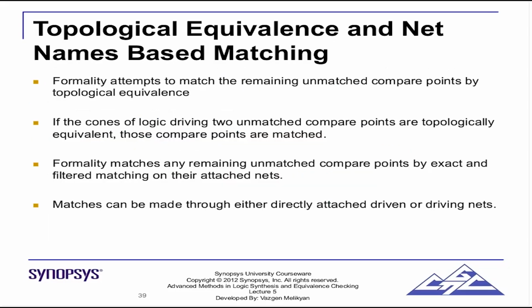Then comes the topological name matching. First, the name filtering and exact name matching techniques are used, and in most cases, more than 90% of the compare points will be matched. Because design compiler or any other synthesis tool doesn't do arbitrary name changing unless you do something special, right? Then Formality attempts to match the remaining compare points by topological equivalence. What it means is that it will know that these two compare points might be matched. There is some suspicion, so it will start comparing the logic cones. And if the logic cones are topologically equivalent, that means they have similar structures, it will match them. Matches can also be made to directly attached nets. So if the net name is the same across the implementation and reference, and it sees a compare point driven by a net with the same name, it will try to match.